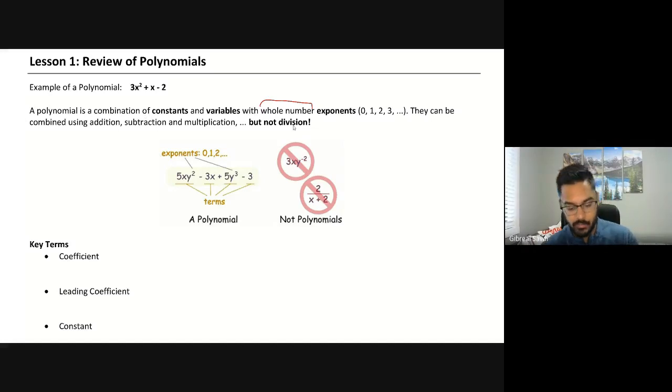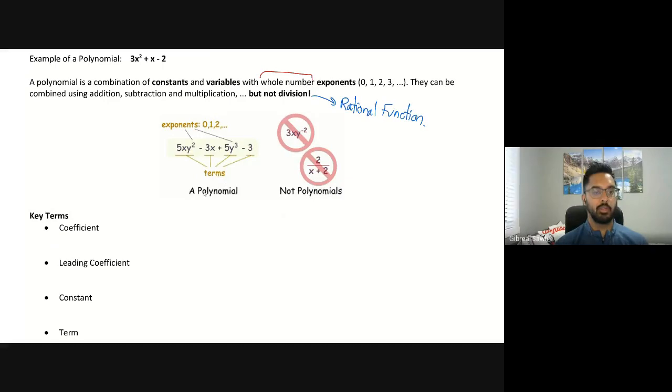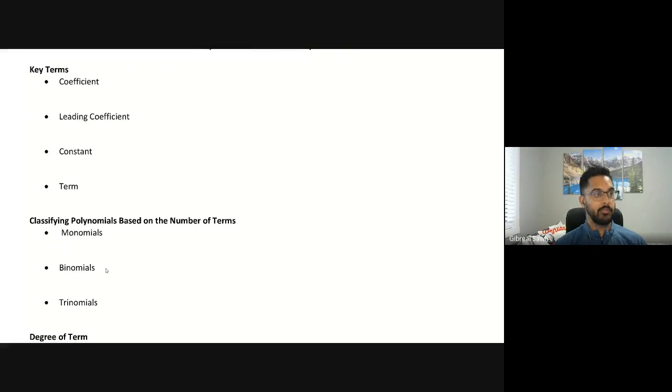So we will talk about division in a future course. When we talk about division of polynomials, this is going to be what we call a rational function. Okay, not a polynomial function anymore, but a rational function. So you have a couple examples of things that are polynomials and are not polynomials. We need to define a couple words here first before we get going. So we're going to use these words all the time in this unit to talk about things. So it's helpful to know what they are.